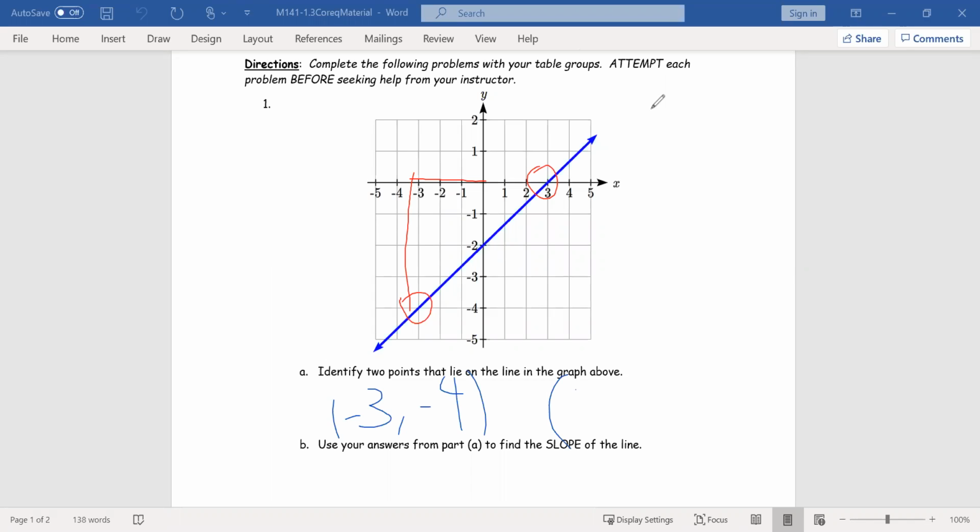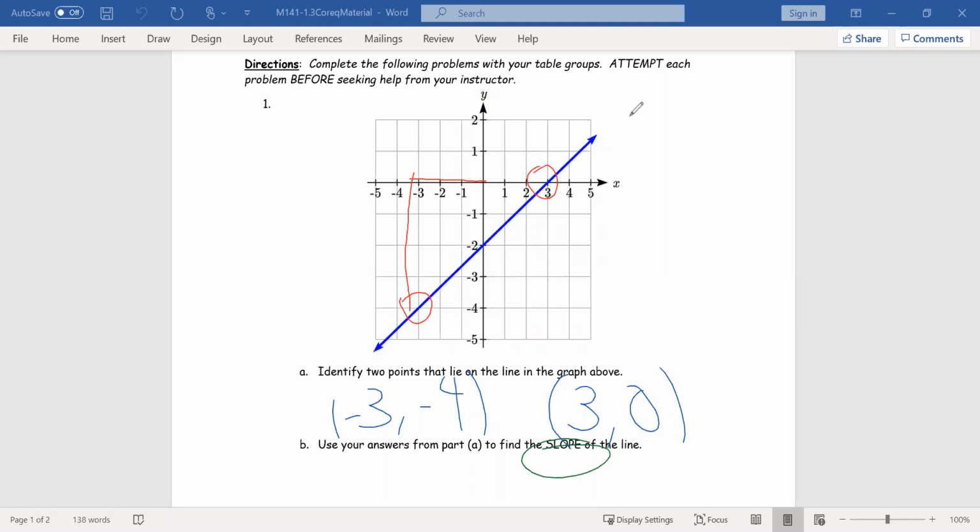And for the other point up there, we want to be very careful. We have to go over 3. We don't go up or down any, so the output value there is 0. Okay, so now we have our -3, -4, and 3, 0. So those are our 2 points.